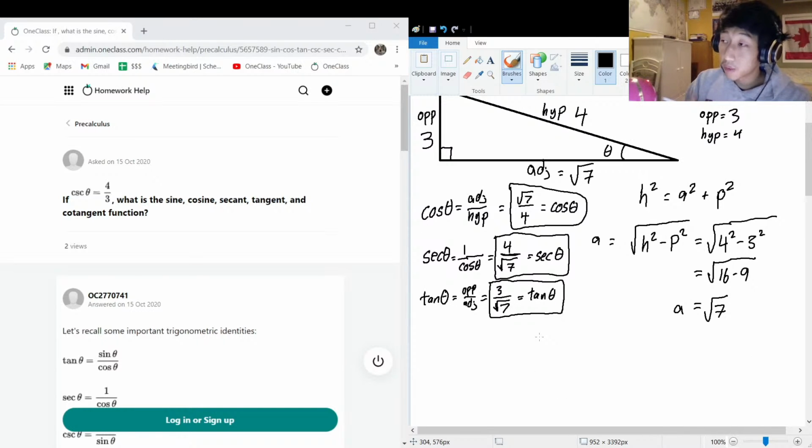And if we want to take the reciprocal of tangent, 1 over tan theta, well, that's just equal to cotangent theta. And it's just the reciprocal of 3 over root 7, which is root 7 over 3.